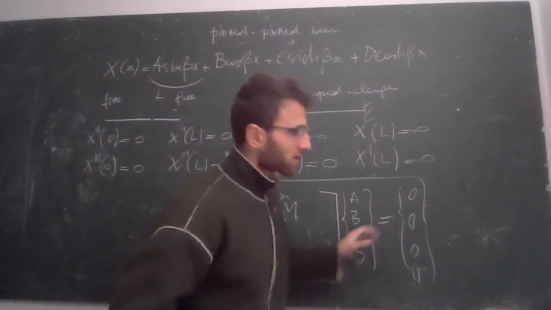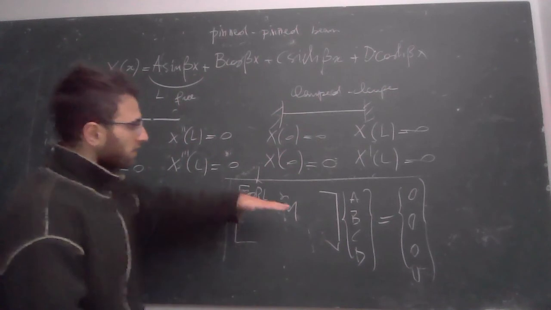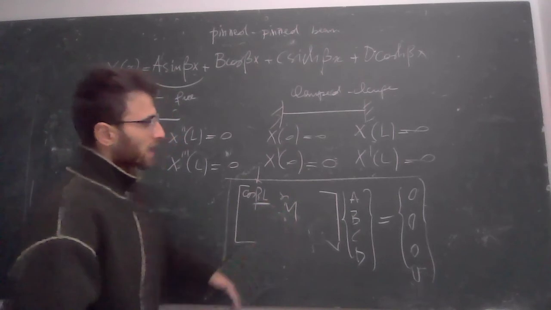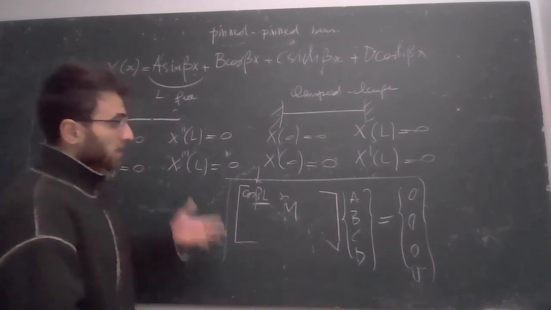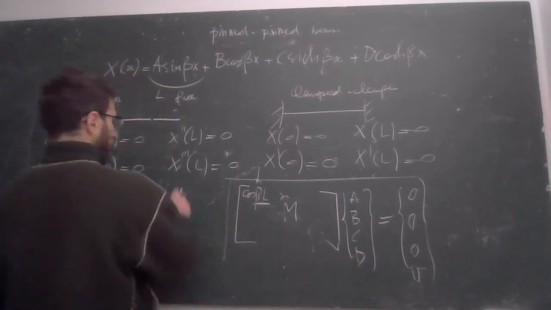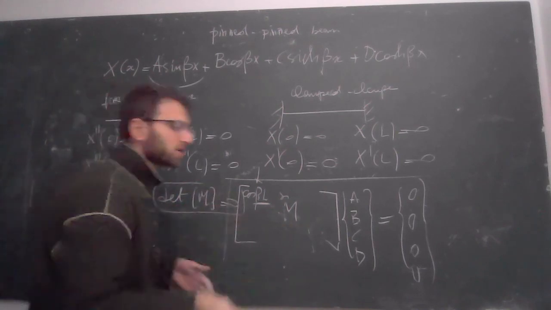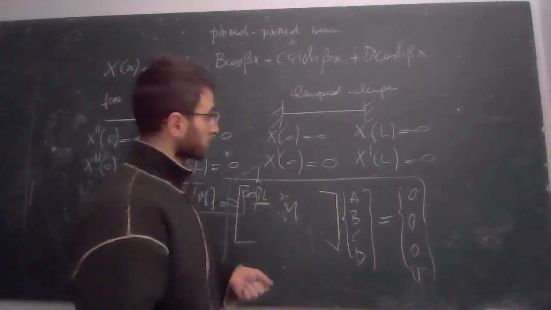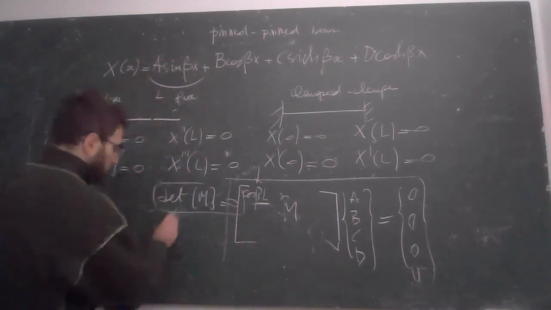We don't have a solution, so if we want a solution, we must impose that the rows of this system of equations are linearly dependent. To impose that condition, we can impose that the determinant of this matrix is equal to 0. The determinant of M is equal to 0. This is an equation, a fourth order equation, which is called the characteristic equation.